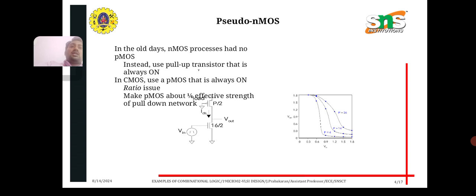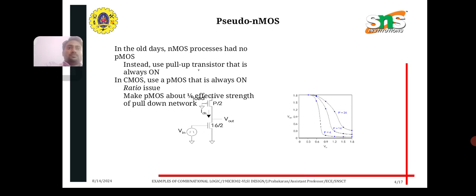Pull up network: unlike CMOS logic, where the pull up network consists of PMOS transistors dynamically controlled by the input, pseudo NMOS logic uses a single PMOS transistor that is always on. The gate of the PMOS transistor is tied to ground, VSS, making it constantly conductive.